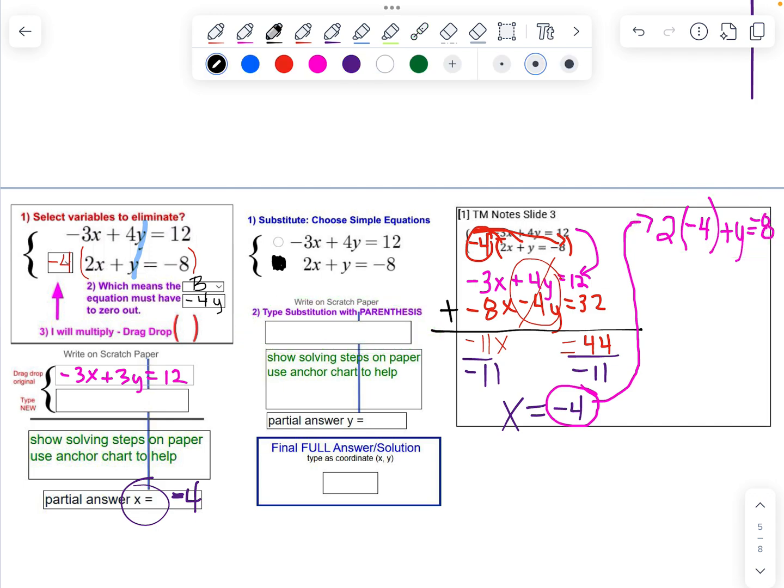Then I'm going to continue to solve. Draw your door. I'm trying to get y by itself. I need to do a little bit of math right here. 2 times -4 is -8. Then I bring down the +y. I bring down the equal sign. I bring down the -8.